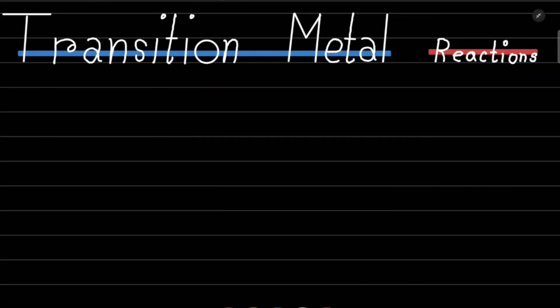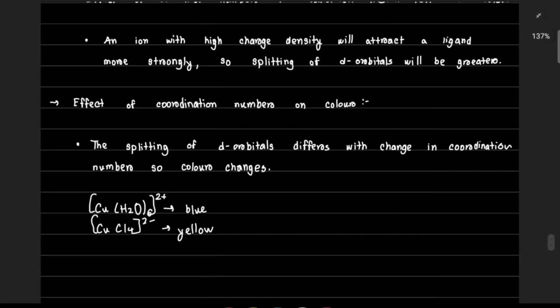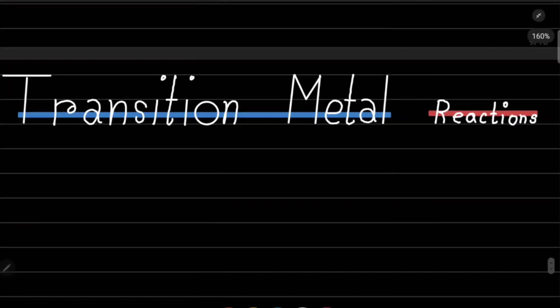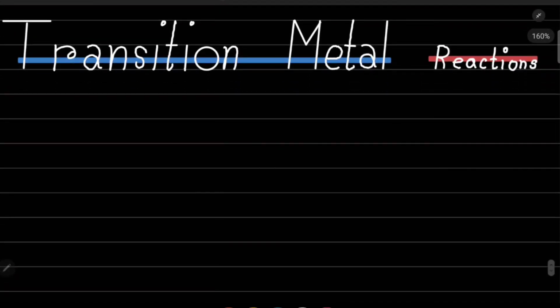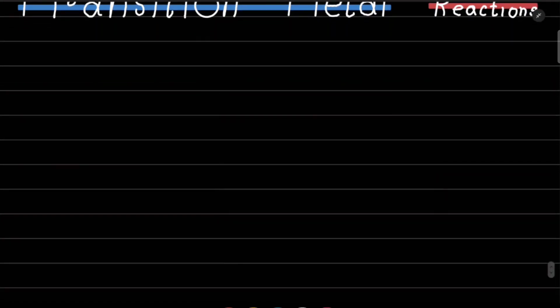In this lesson, we'll learn about transition metal reactions. In the last video about transition metals, we left off at the effects on the color of transition metal compounds due to the oxidation number and coordination number. Now we'll learn about the reactions of transition metals. So at first we begin with the reaction of transition metals and hydroxides.